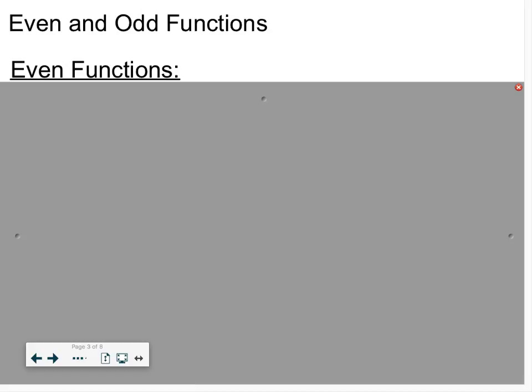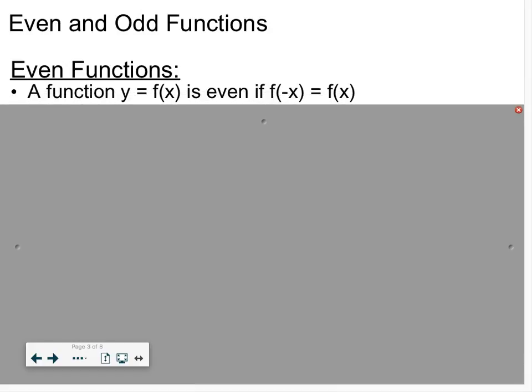An even function. The algebraic definition is that we have an even function if f of negative x equals f of x. Write it down and then we'll process it.